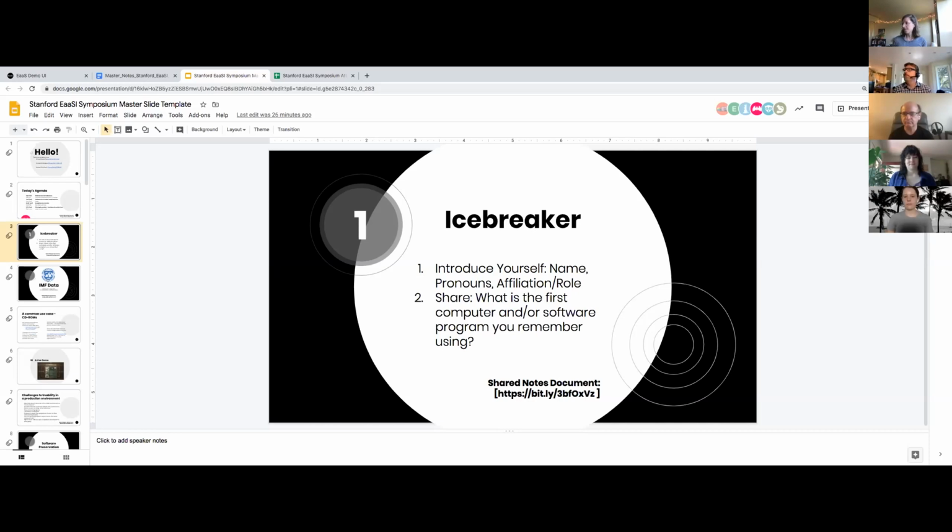I can go. You just cut out on me right when you said that. I'm Amy Hodge. I'm the science data librarian at Stanford Libraries. She, her. And I'm having a hard time pulling out an actual real software program, but the first computer use that I can recall was in elementary school. We typed in programs in BASIC to draw squares on the screen, and that was on a TRS-80.